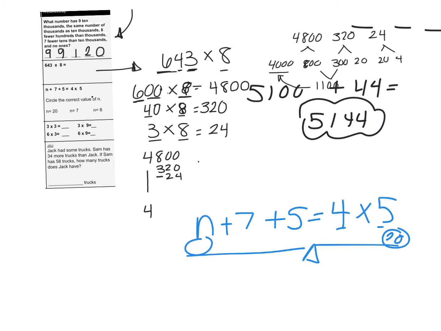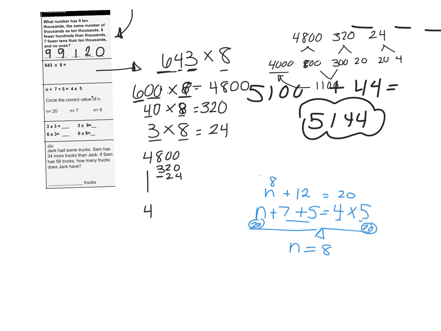Yep, 20. And now let's look on the other side. What do we know we already have? 7 and 5 together are 12. So now I have n plus 12 equals 20. So what's going to be added to 12 to make the total of 20? What's that n going to be so that this can be 20? Yep, that's right, 8. So n equals 8. That unknown is 8.